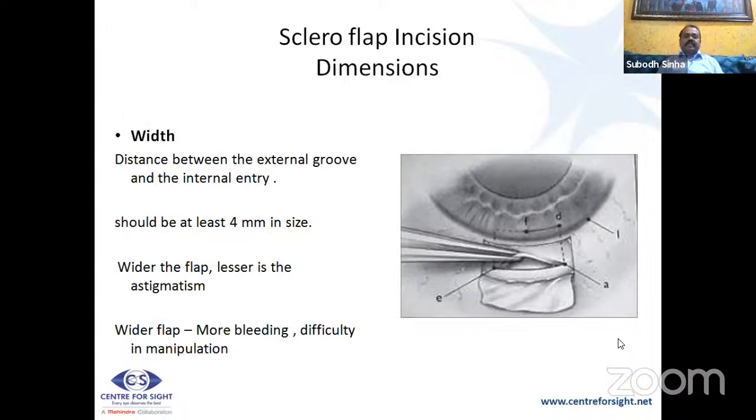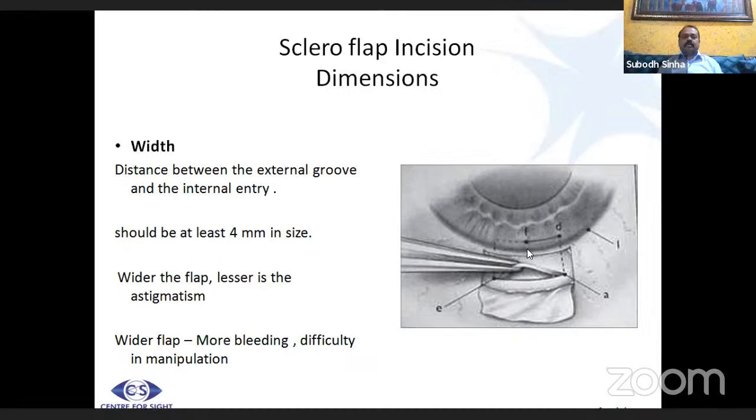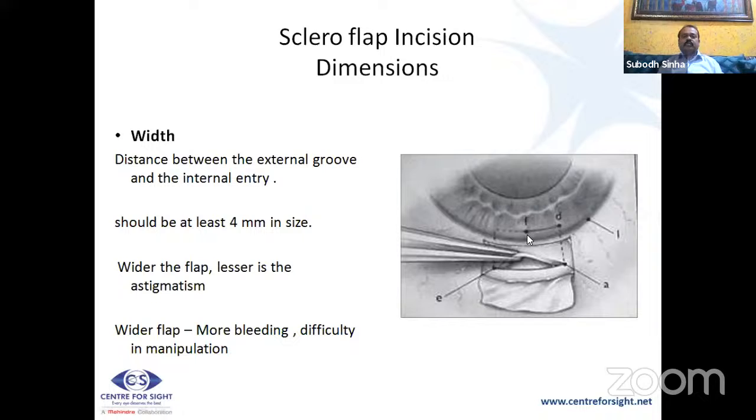Width of the incision is the distance between the external groove and internal entry. It should be approximately 4 millimeter in size, because you are going 1.5 to 2 millimeter into the cornea, and you are making the incision around 2 millimeter behind the limbus. So approximately 4 millimeter in size. Wider the flap, there will be less astigmatism, but that may lead to more bleeding and difficulty in manipulation.